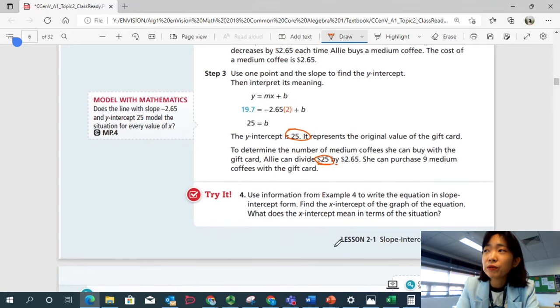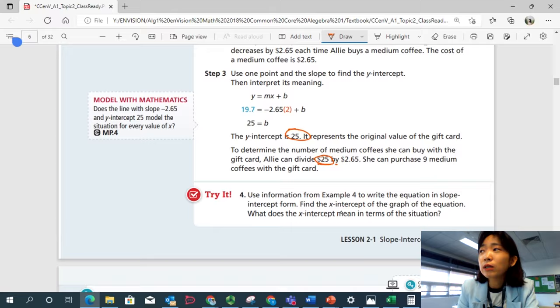Let's try number 4. Use information from example 4 to write the equation in slope-intercept form. So we haven't officially written down the slope-intercept form of the line, but we have all the information that we need to write that equation. So we've done all the work now. Writing the equation of the line shouldn't be hard. You just plug it in and voila.